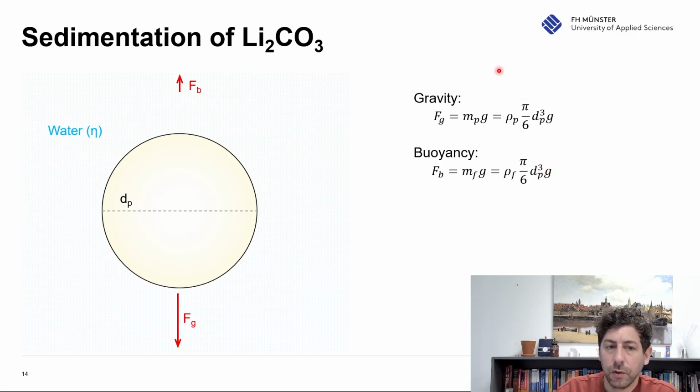So now we can take a look, and we see that the buoyancy is smaller than the gravity, and this makes sense because the density of the fluid, water, is smaller than the density of the solid. However, if you have a bubble, the same picture, the same model can be applied, right?